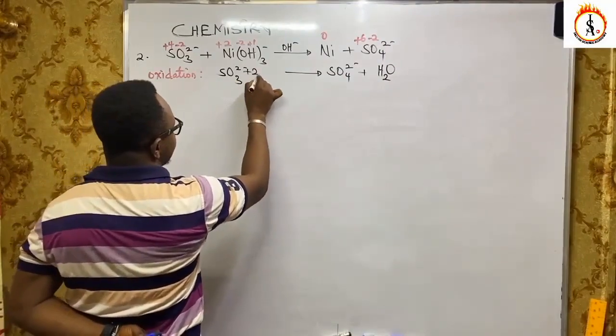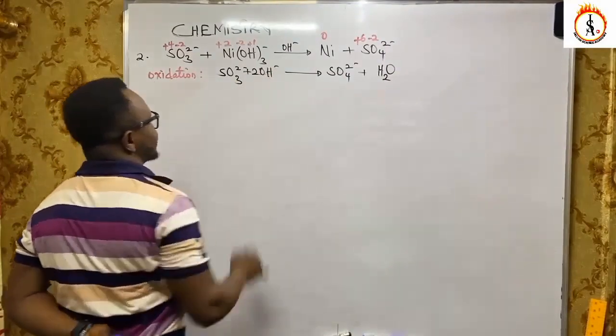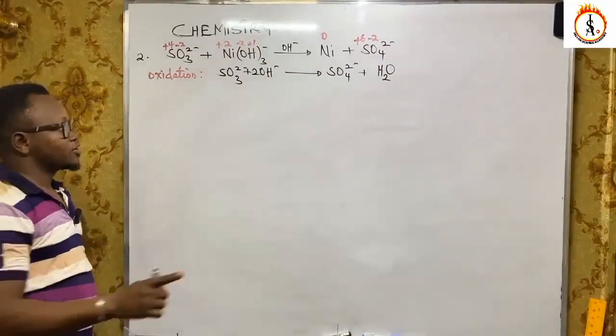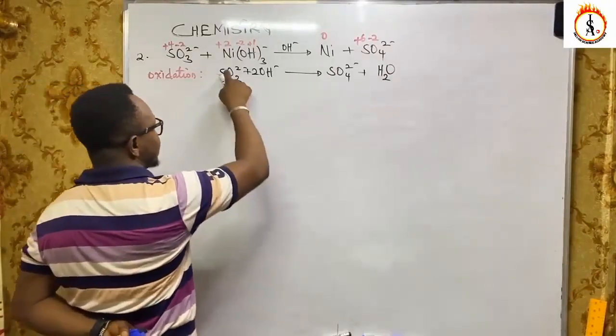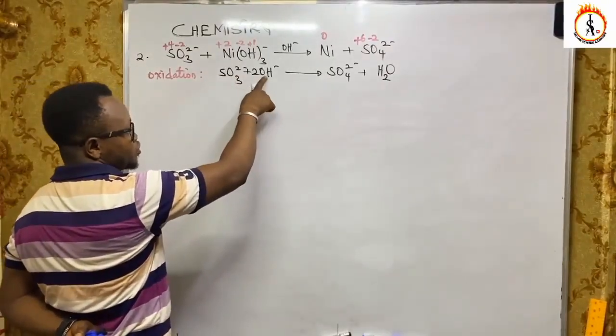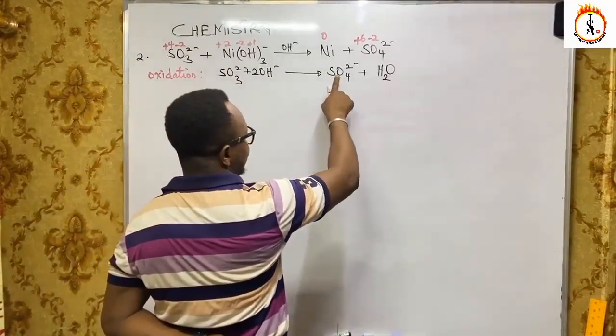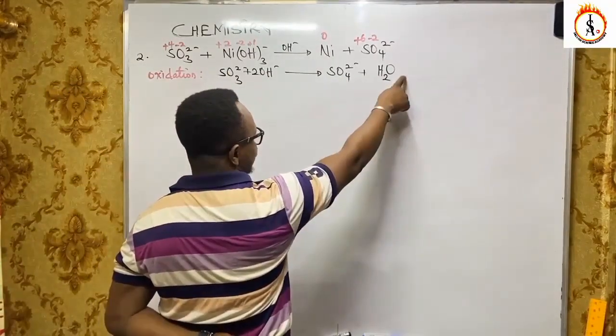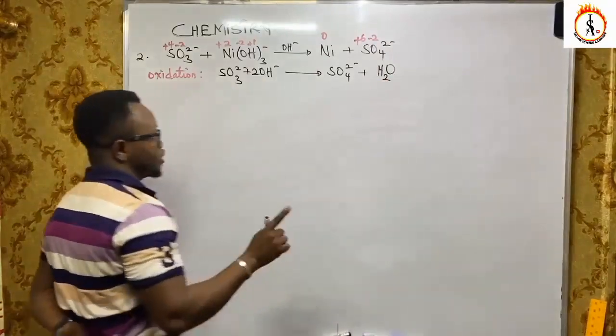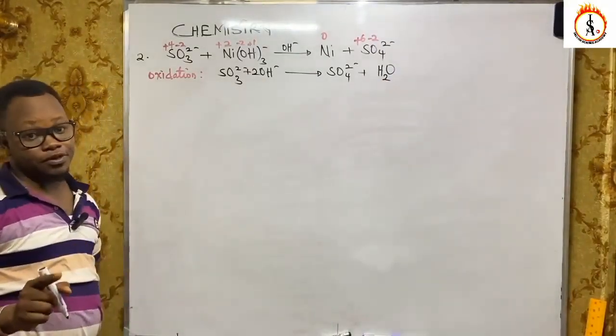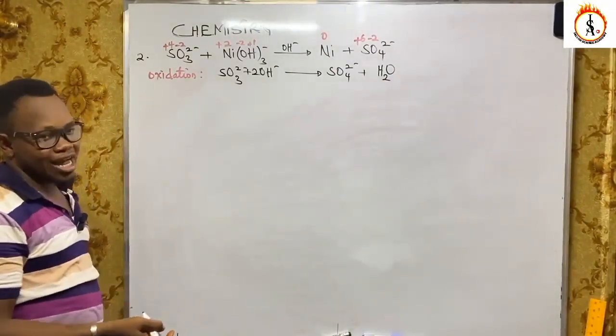So what we do, we can add 2 hydroxyl ions. By adding 2 hydroxyl ions, sulfur is 1, sulfur 1, oxygen 3, plus this 2, 5. Hydrogen 2 here, okay? Sulfur here is 1, oxygen 4 plus this 1, 5, and hydrogen 2. So the equation is balanced in terms of atoms. Now we look at the charges.